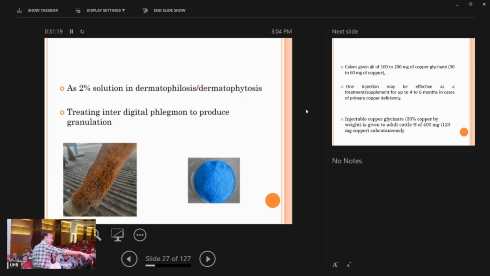See the lesions, the foot lesion is like erosions, no?